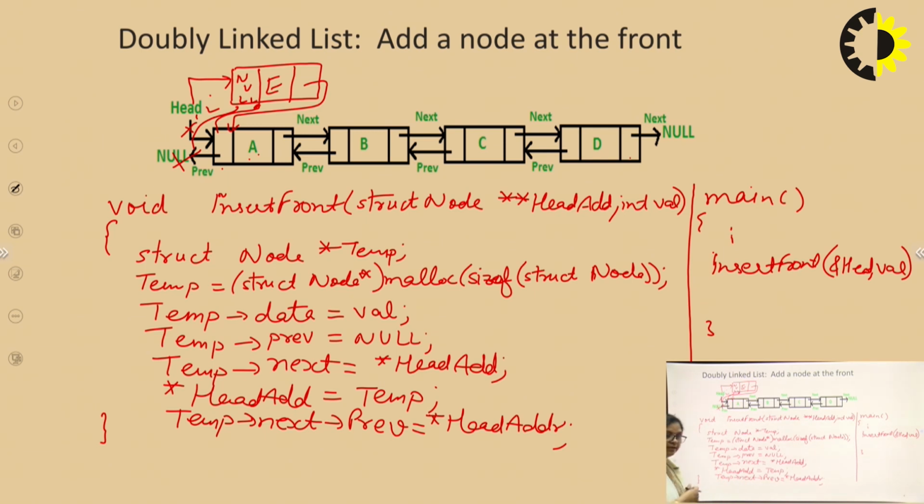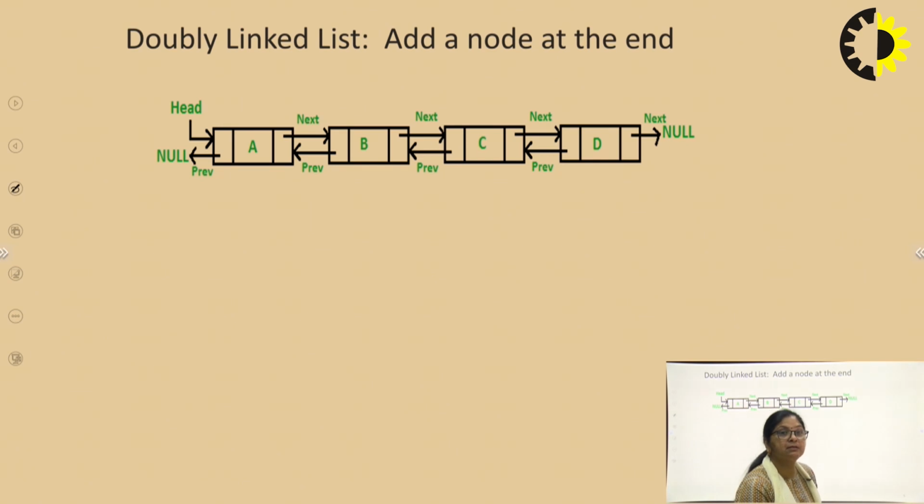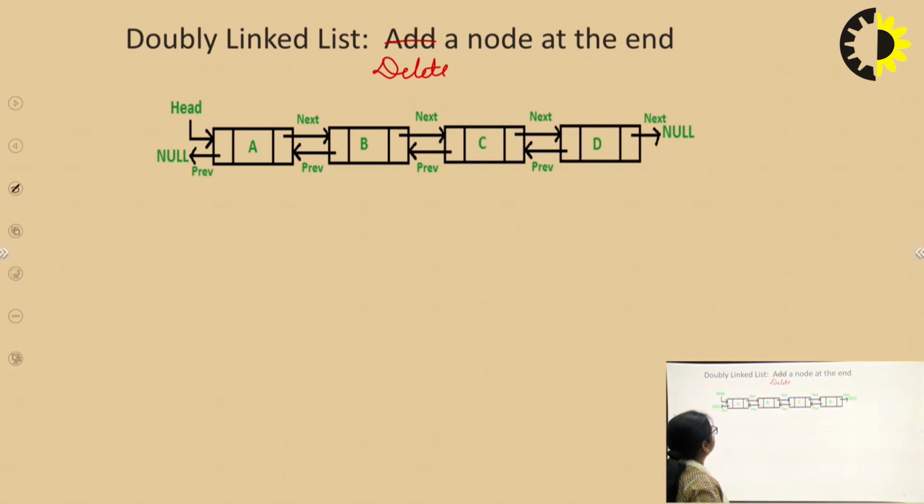So now let us try the same thing for deletion. Same thing means we are going to delete the first node. For deletion, we are doing the same thing. So let me take it as a delete function. I am going to delete from end.